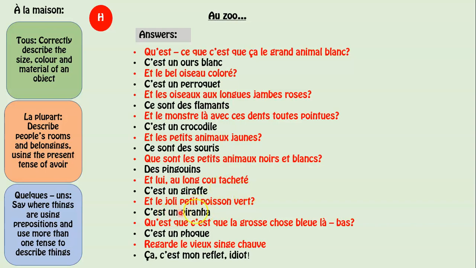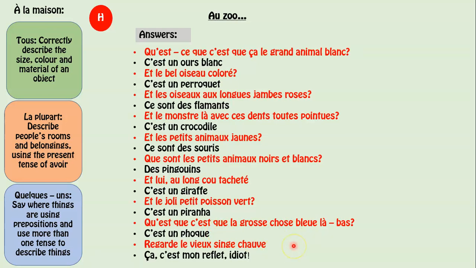You've got two BAGS adjectives here. So you could have said petit joli poisson vert or joli petit. Joli petit poisson just sounds a bit more natural to me. And vert is obviously your adjective of colour. C'est un piranha. Qu'est-ce que c'est que la grosse chose bleue là-bas? So grosse being an adjective of size, fat. Bleu is your adjective of colour. So what's that fat blue thing over there? C'est un phoque. It's a seal.